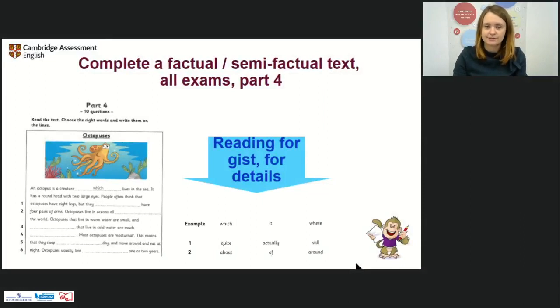Another type of reading task, complete the text, reading for details and for gist both. And they need to pick the word which fits better, grammatically and lexically.